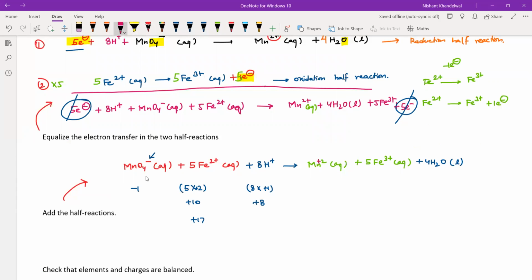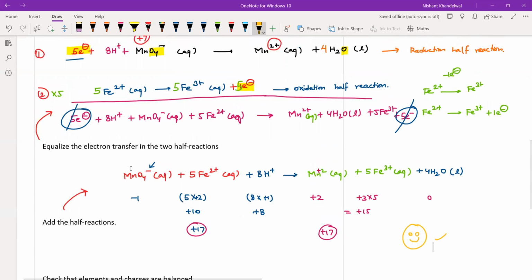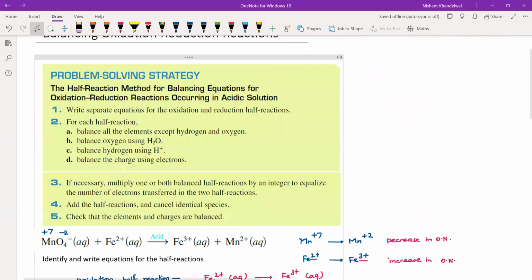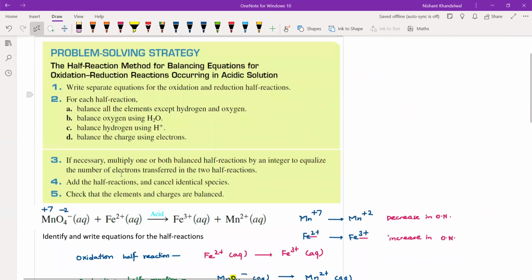Now on the right, Mn2 plus is plus 2. Here the charge is plus 3 multiplied by 5, that is plus 15. And 4H2O is a neutral molecule, so it is 0. So if I find the charge here, it is also plus 17. As the charge is balanced, left hand side is equal to right hand side. We can make our face happy. So now this part is done, balancing the reaction given to us in acidic medium.